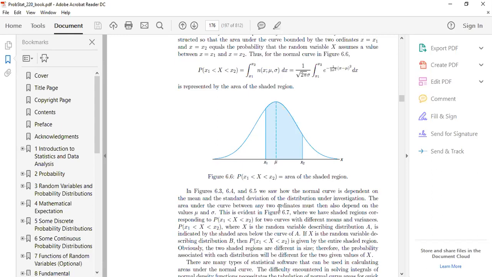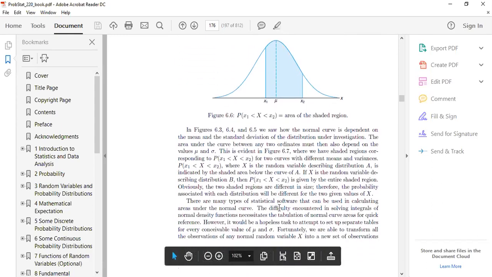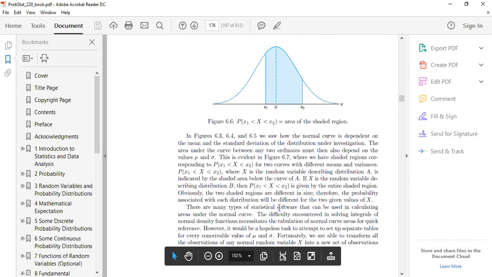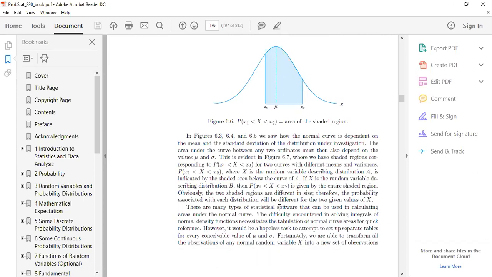Now see here what will happen. The main part is that there are many types of statistical software that can be used in calculating the areas under the normal curve, whatever the area, and we want to find this area under the normal curve, some specific area, not the full.